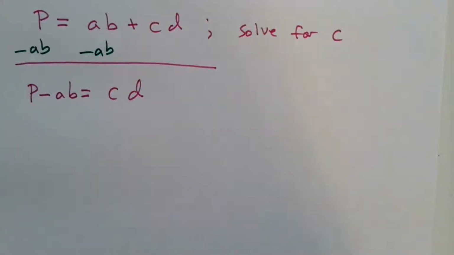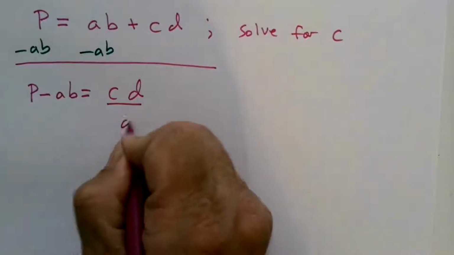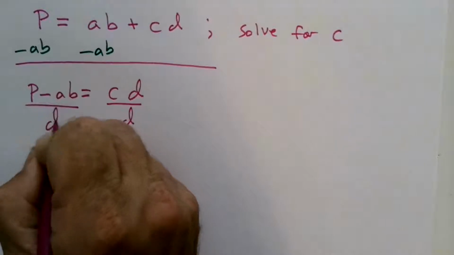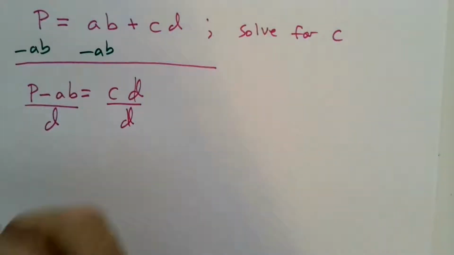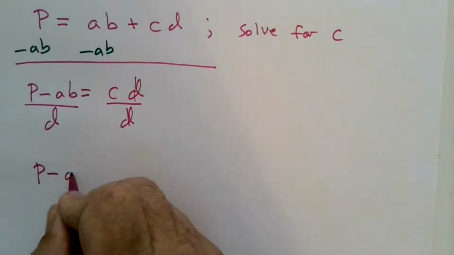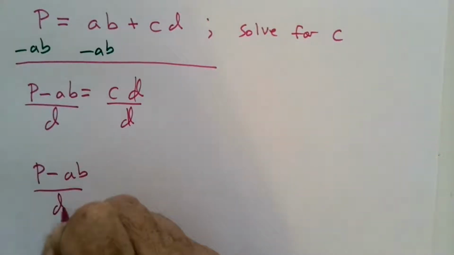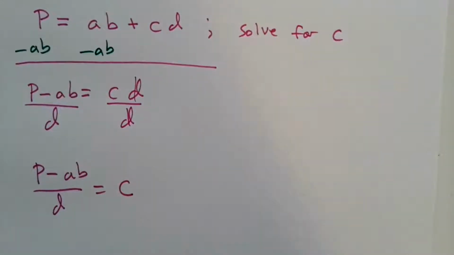And I want to solve for C. I want to get C by itself. So I'm going to divide both sides by what's multiplying C, which is D. And then D over D is 1 over 1. So we get P minus AB over D equals C. And you could write it with C on the left, but you don't have to. I don't want you to think that that's required.